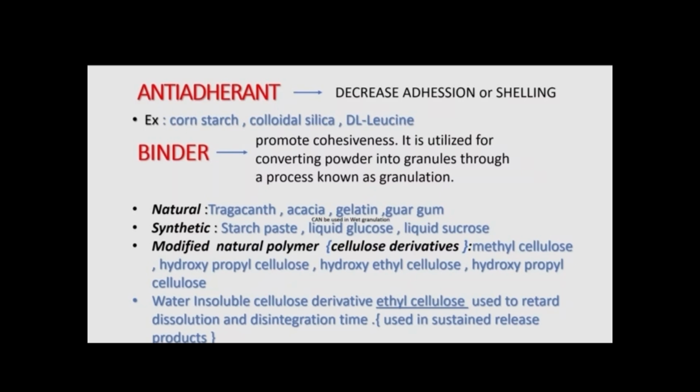Liquid glucose can be used in wet granulation and ethyl cellulose is used in wet granulation. Liquid glucose can be used as a synthetic binder in the wet granulation process. We use ethyl cellulose a lot.